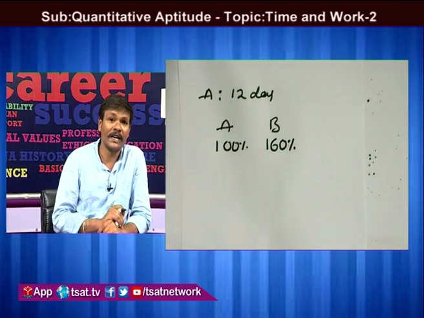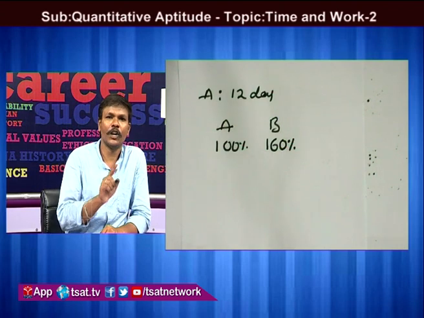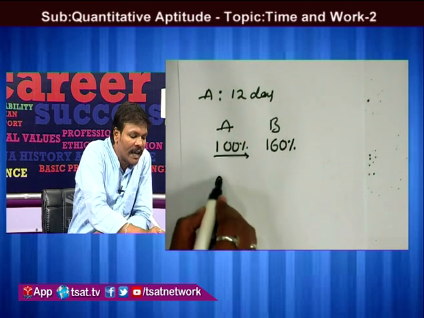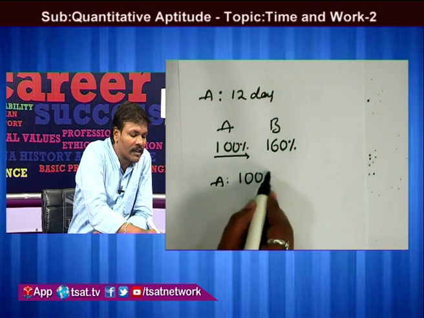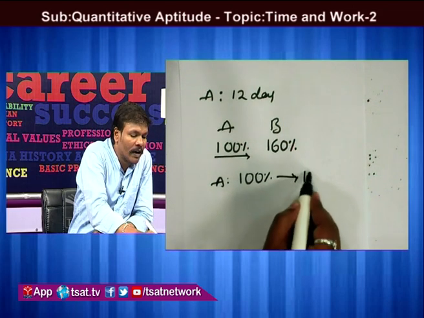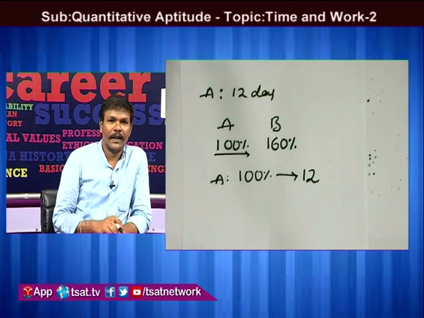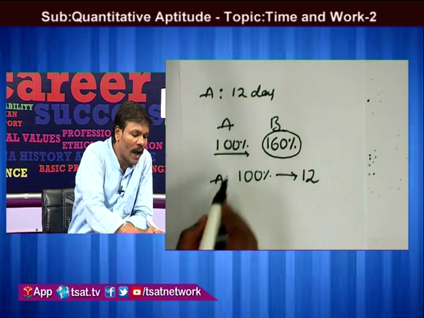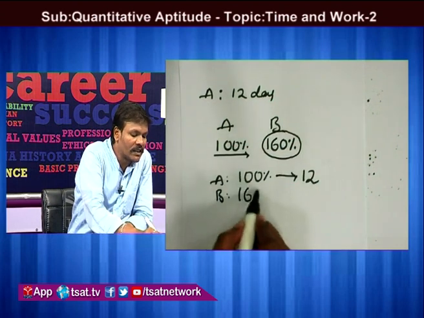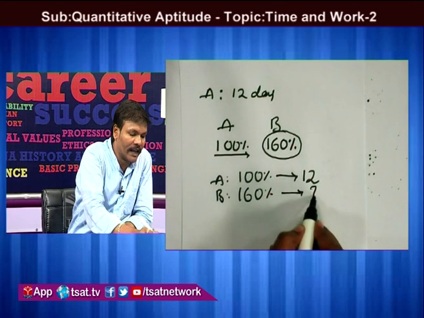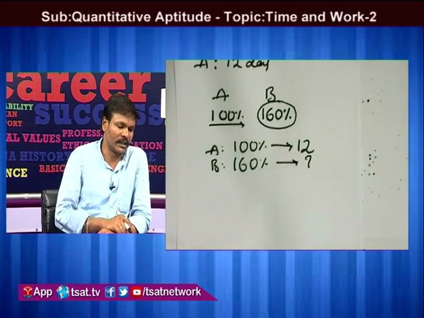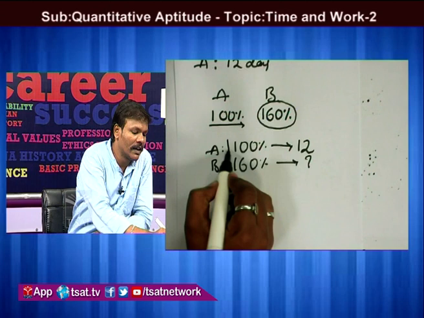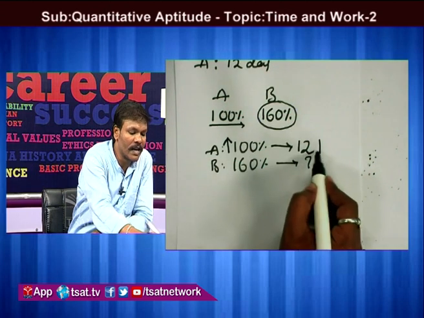Whose working days do we have? A's working days. A can do a certain job in 12 days, which means A's capacity of 100% completes the work in 12 days. For B, with 160% capacity, in how many days is it completed? Remember, when capacity increases, days decrease.